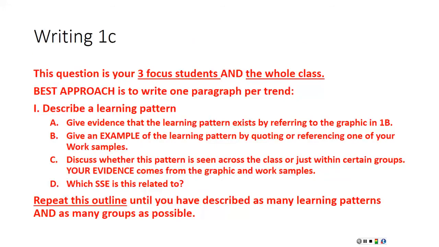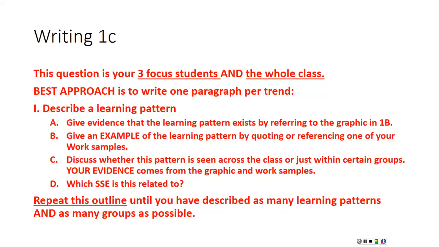And this is how I suggest you do it. This is my outline. Are you ready? There it is. Now this particular question, remember, is about your 3 focus students that you think about here, and your whole class, which includes your focus students, that you think about here. So you got these 3, you got the trees, and then you got the forest. Right? So the best approach is to write 1 paragraph per trend. Remember, we're going to find 3 trends.